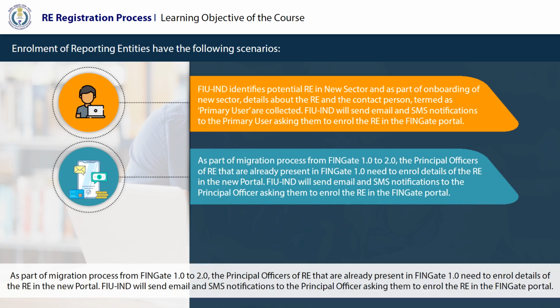As part of migration process from FIU-IND 1.0 to 2.0, the principal officers of RE that are already present in FIU-IND 1.0 need to enroll details of the RE in the new portal. FIU India will send email and SMS notifications to the principal officer asking them to enroll the RE in the FIU-IND portal.